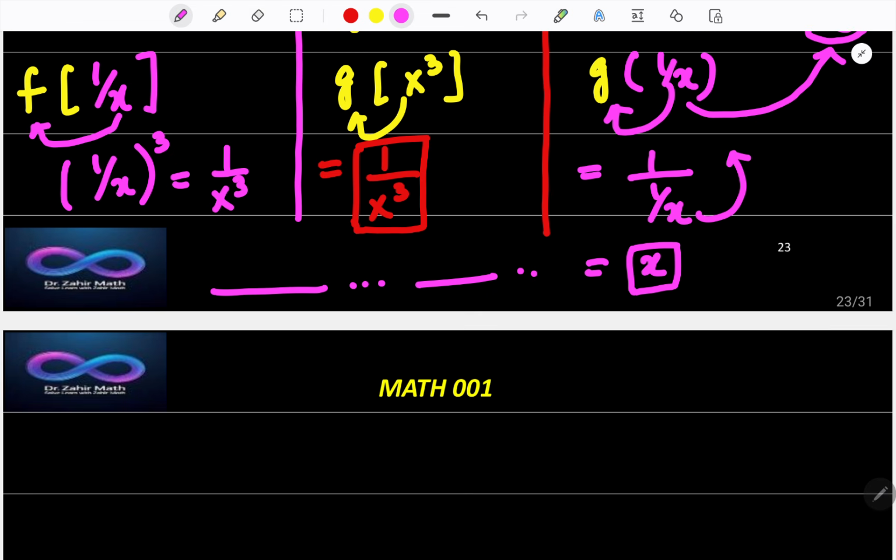Right? Okay. So now you know how to create new functions and evaluate them using different operations. Operations means what? Plus, minus, multiply and divide. And also compositions: f composite g, g composite f, g composite g, f composite f. Practice every step and always highlight the keywords in the problem before solving.